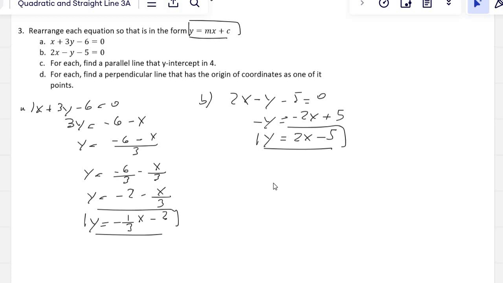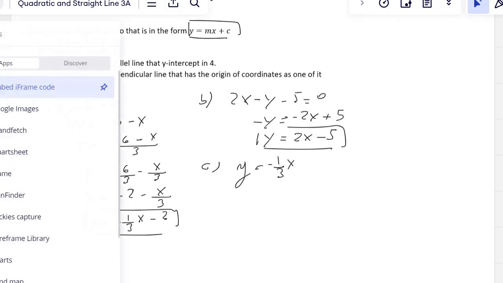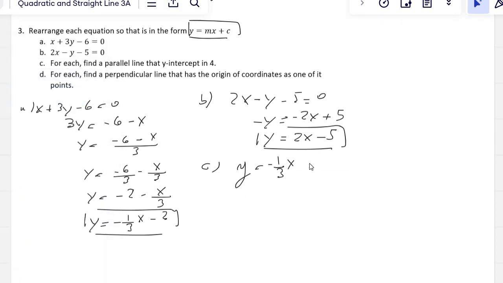It says for each find a parallel line that has y-intercept 4. For two lines to be parallel, they have to have the same gradients. Okay, so for the first one it will be y equals minus 1/3 x plus 4, and the other one will be y equals 2x plus 4. Okay, two parallel lines that intercept at 4.